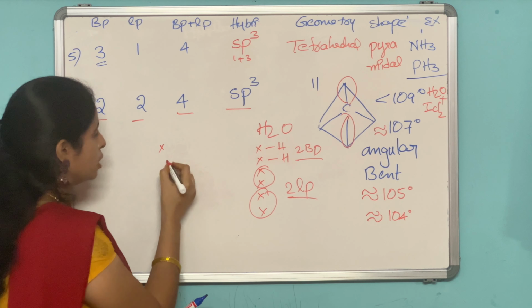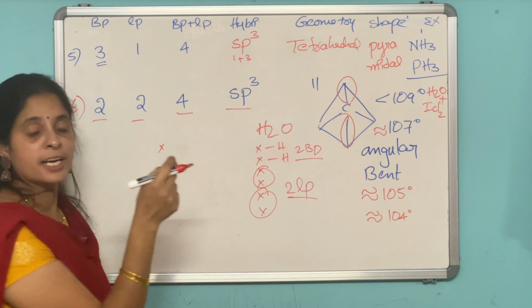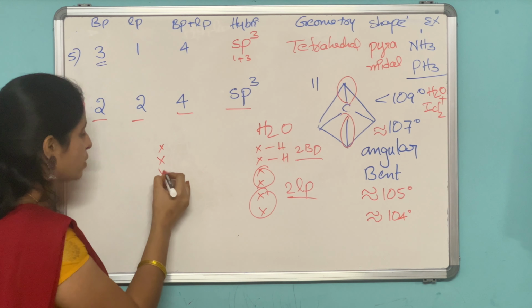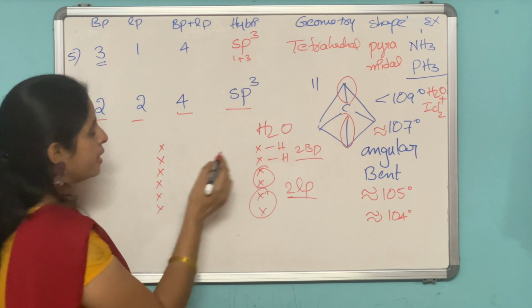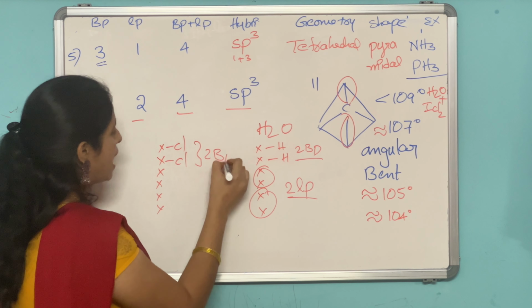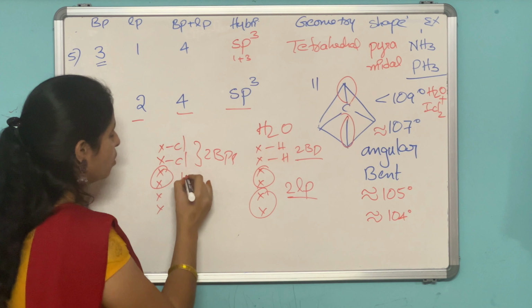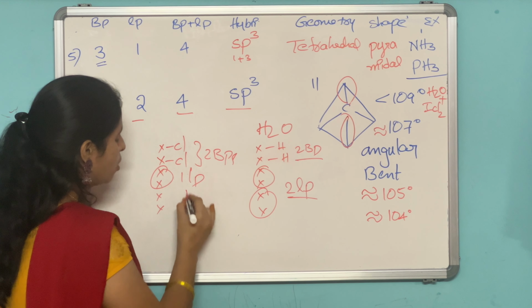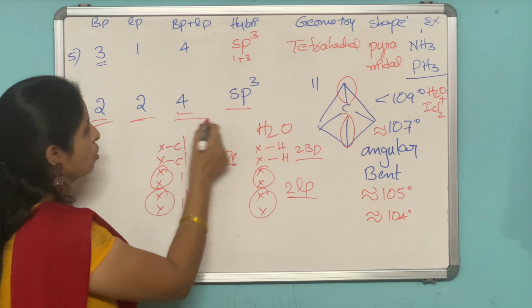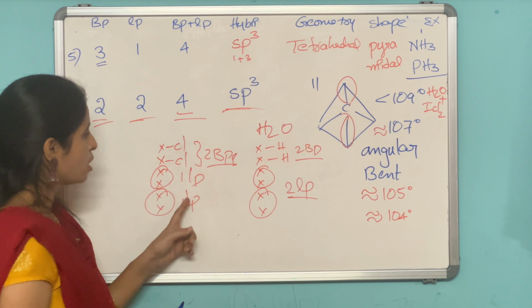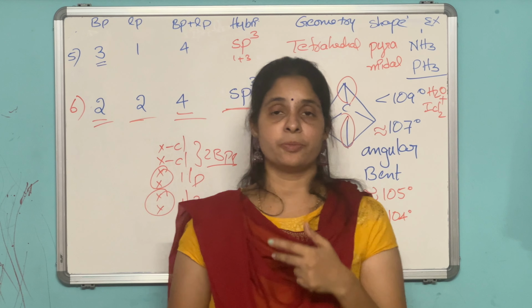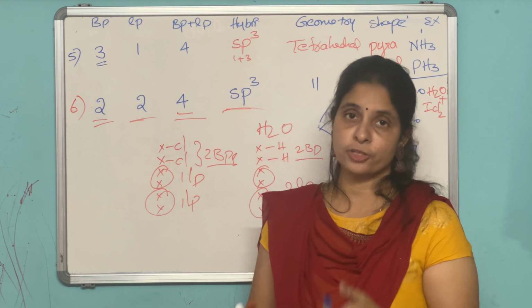Iodine belongs to the 7th group, and plus means group number minus 1, so 7 minus 1 is 6 cross marks: 1, 2, 3, 4, 5, 6. Here 2 chlorines, monovalent atoms, so 2 bond pairs, and the remaining cross marks make 2 lone pairs. So altogether 2 bond pairs plus 2 lone pairs, 4, sp3 hybridization. You have to analyze while predicting the hybridization. By practice you will get everything.